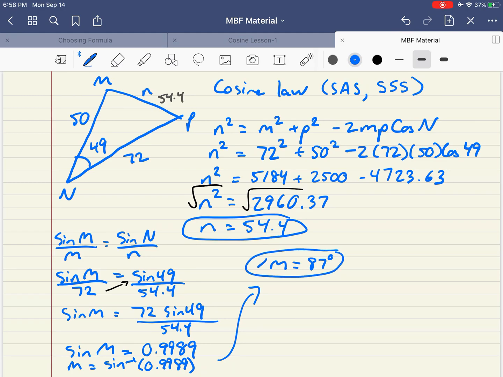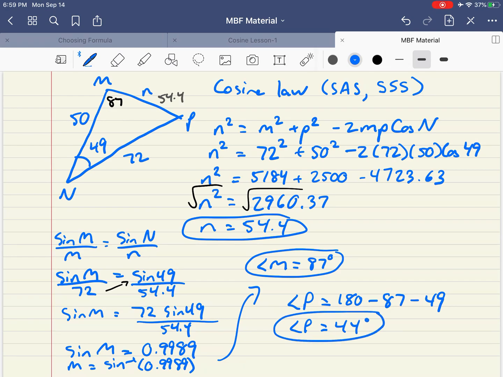Okay, so that's angle M. Angle M is 87 degrees. Okay, so I'm going to go ahead and label that in my triangle now. 87. Okay. Now the last thing we got to find is angle P, and angle P is pretty straightforward. We know 2 out of the 3 angles in a triangle, so we can just subtract from 180. So angle P is going to equal 180 minus 87 minus 49, and we're going to get angle P equals 44 degrees. And there's my last thing I needed, so 44 right here.